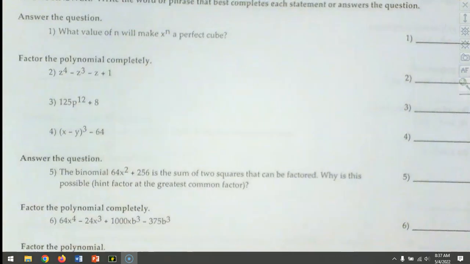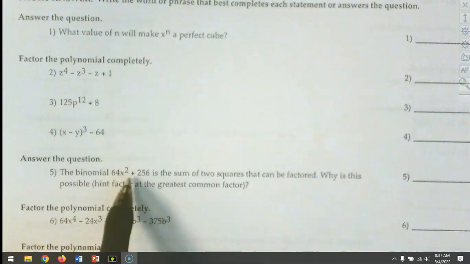Okay, now question number 5 says the binomial 64x squared plus 256 is a sum of squares that can be factored. Why is this going to be possible? Now, we cannot factor a sum of squares like we factored a difference of squares, right? So what we have to then do is see if we can factor out a least common factor here.